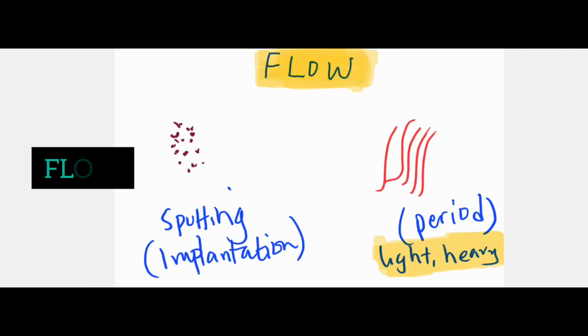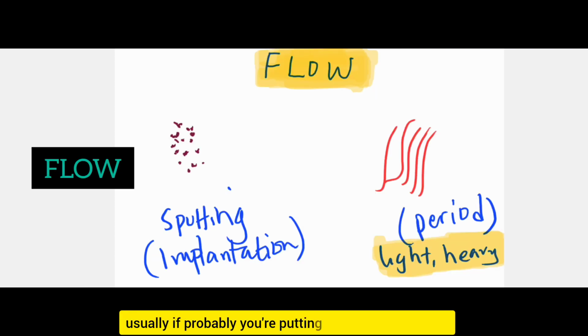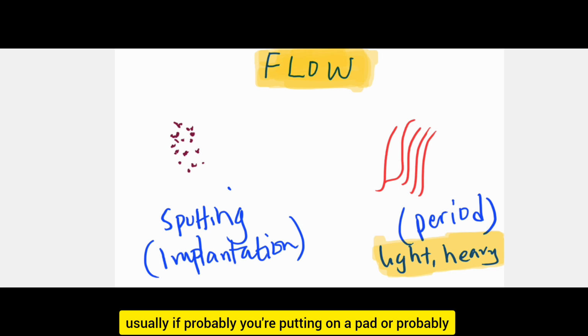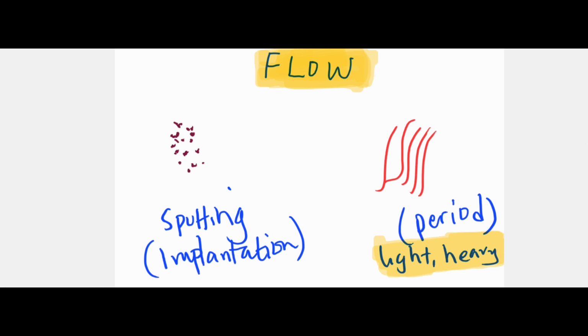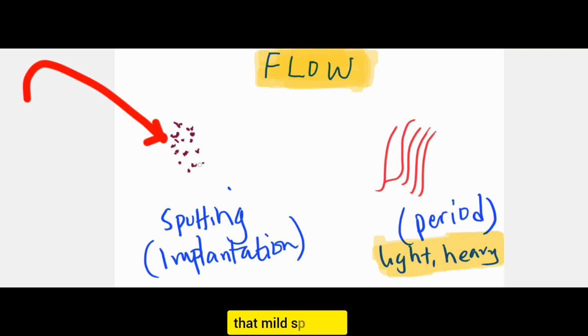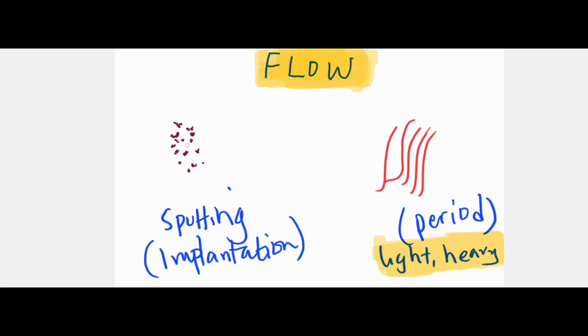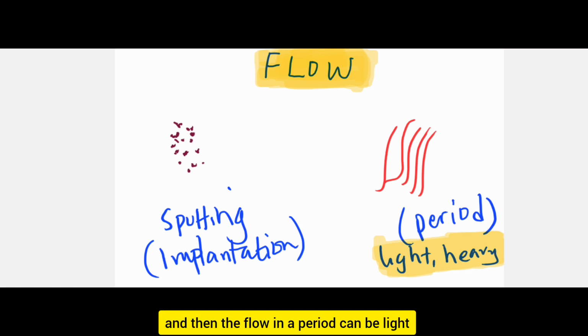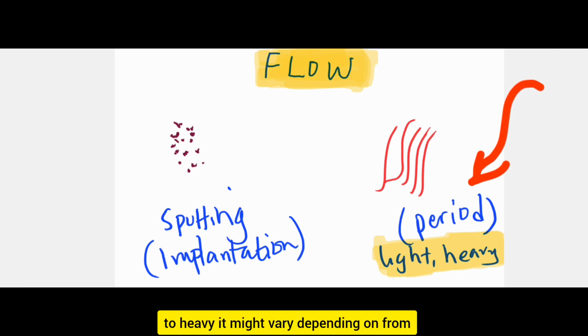You look at what they call the flow. Usually, if you're probably putting on a pad or pants, you will find mild spotting, very minute droplets of the brown blood right here. And then the flow in a period can be light to heavy. It might vary from person to person.